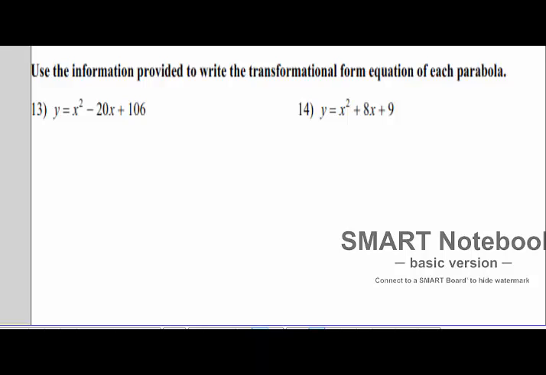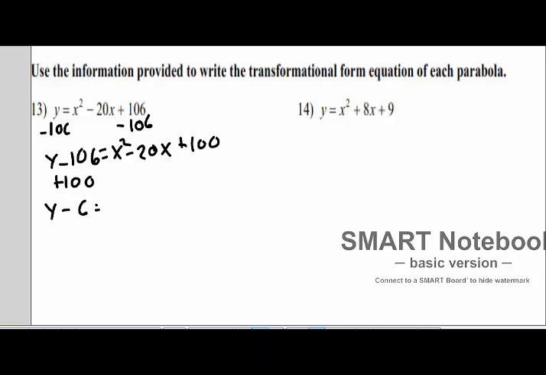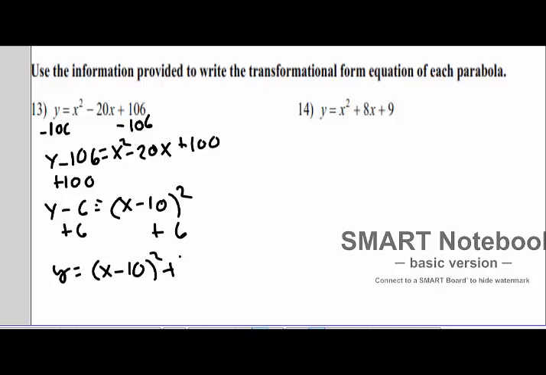Alright, so let's go through these. This is what we've been working on the past couple of days. Again, the first thing is get that c value to the other side. Then we take half of b and square it. Half of -20 is -10. -10 squared is 100. Whatever we do to one side, we have to do to the other. So now I got y minus 6 equals, and now I know that this factors to x minus 10 squared. Last thing is to add 6 to both sides. Now I got y equals x minus 10 squared plus 6.